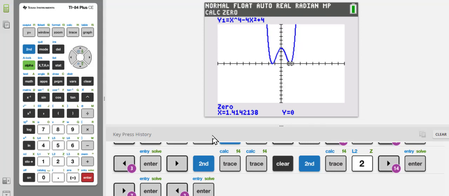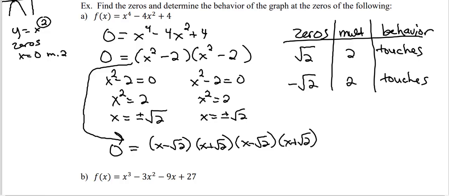I will want exact answers, so this only sort of helps because you're not going to recognize that as the square root of 2. Okay. Notice also that in that graph, it just touched and turned. It came down, touched, and turned around and went back up on both of those.